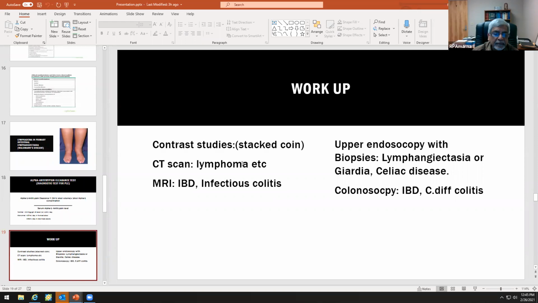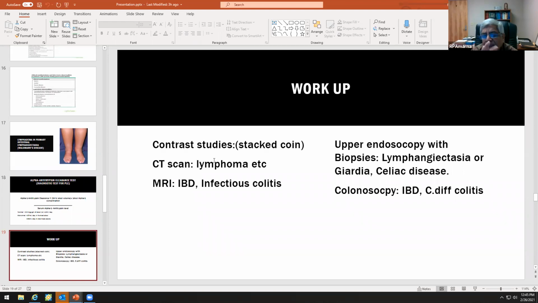This can be a regular upper GI small bowel follow-through. Here you'll see the appearance of edematous folds, and the lining will look like it's got rings on it, like a stack of coins sitting in the middle of your GI tract. CT scan will pick up lymphomas or mesenteric lymphadenitis, lymph node enlargement, etc. MRI can show you IBD or infectious colitis, etc.